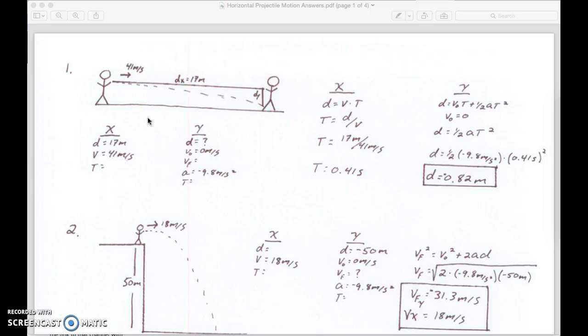All right, we're taking a look at problems 1, 2, and 3 on the horizontal projectile motion review. So problem number 1, a baseball pitcher throws a baseball in excess of 41 meters per second. If a ball is thrown horizontally, the straight line is the direction that he's throwing it, but the dashed line is how it's actually going to be moving. How much will it drop by the time it reaches the catcher, who's 17 meters away from the point of release?